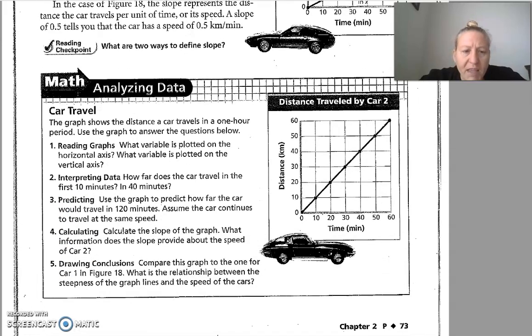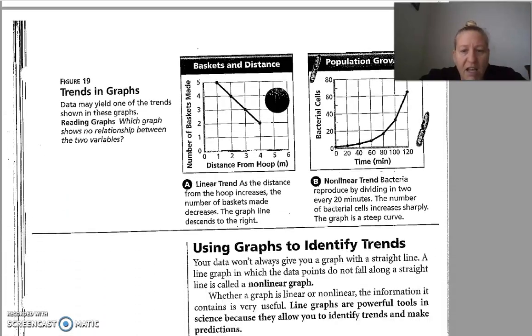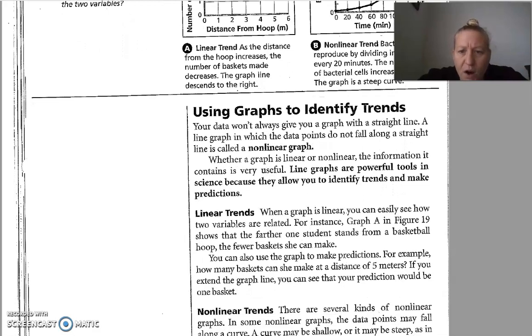Okay. Math analyzing data. This is going to be part of your homework tonight. Okay, using graphs to identify trends. Your data won't always give you a graph with a straight line. A line graph in which the data points do not fall along a straight line is called a nonlinear graph. Whether a graph is linear or nonlinear, the information it contains is very useful. Line graphs are powerful tools in science because they allow you to identify trends and make predictions.